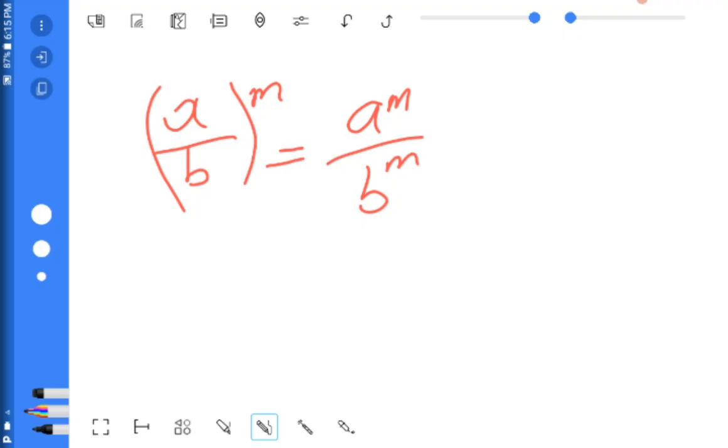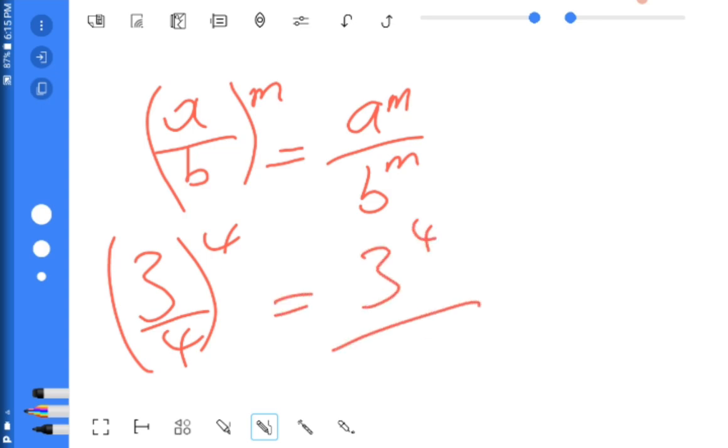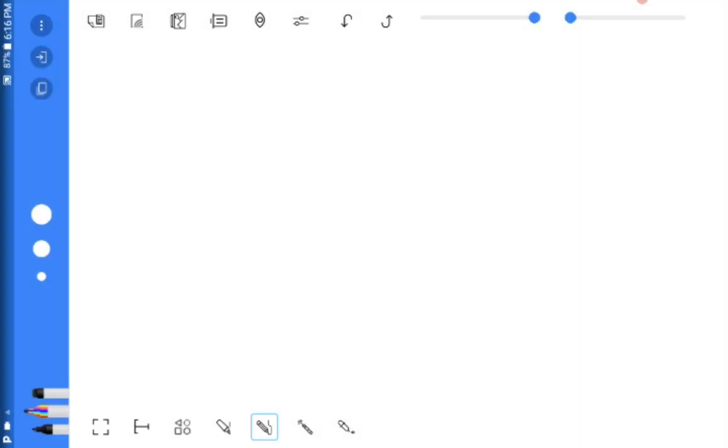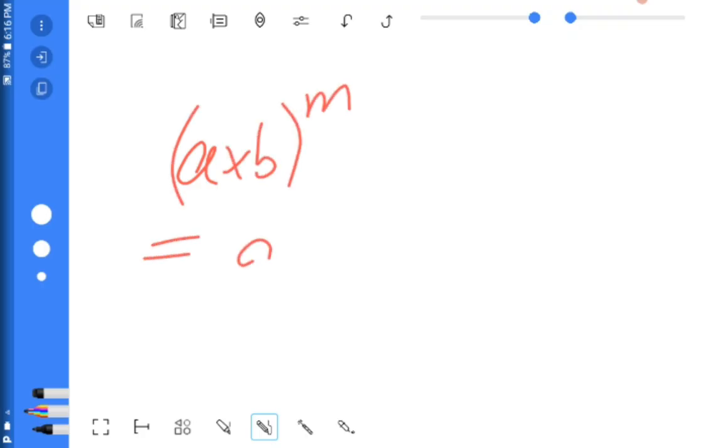We'll take, for example, let's say 3 over 4, all this raised to the power 4. This is the same as 3 to the power 4 over 4 to the power 4. You compute and you work on it. So that is work done. So it is the same with multiplication. So law 5 will now talk on the distributive law of multiplication. We will simply say that a times b, all that raised to the power m, is the same as a to the power m times b to the power m.